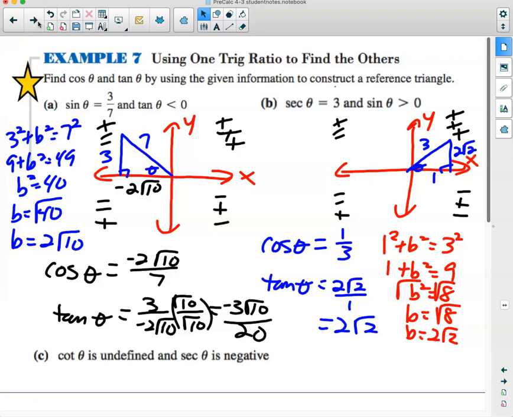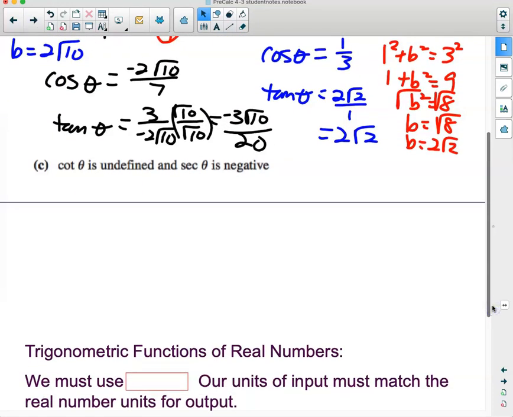This next one sometimes throws people for a loop because we just got done talking about quadrantal angles, and then we see C. Cotangent of theta is undefined. Oh. So this has to be 0, 90, 180, 270, maybe even 360 if we go all the way around, but how am I supposed to know that? Well, let's put all the clues together.